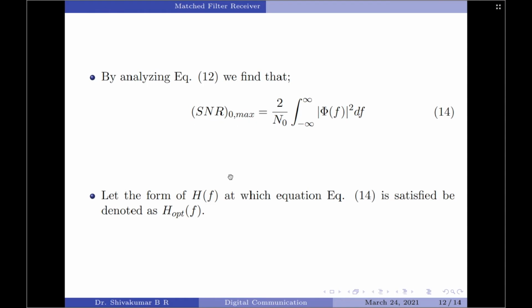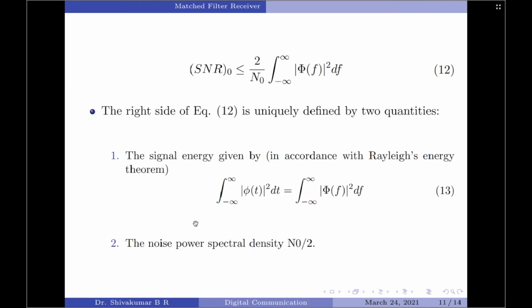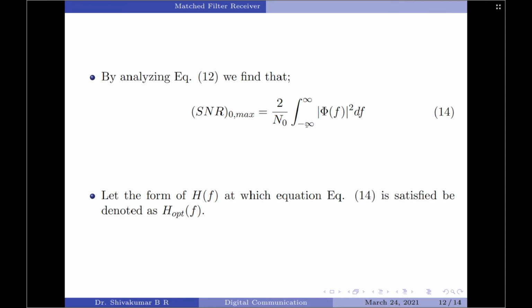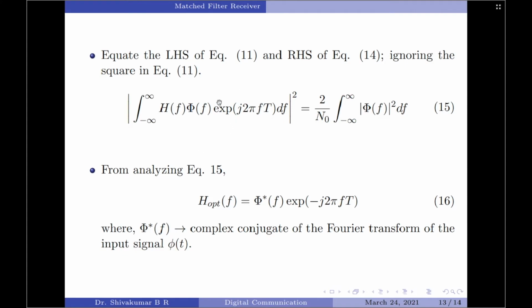Now, let us assume that the form of the transfer function h of f at which equation 14 is satisfied is denoted as h optimum of f. Now we intend to find a form for h optimum of f. In order to do that, let us go back to the Schwarz inequality in equation 11 here. To find h optimum of f, let us equate the LHS of equation 11 with the RHS of equation 14, which represents the maximum value of the output SNR. This is written here. You see, LHS of equation 11, RHS of equation 14.